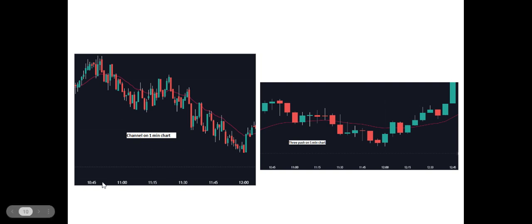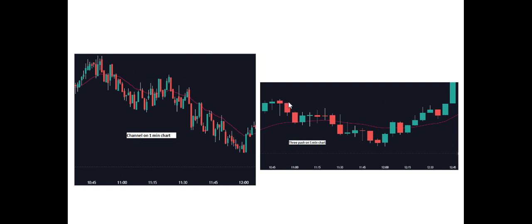This is the same chart. We started looking at 10:45 and closed at 12. And here also, you look at 10:45. This is a 1 minute chart. This is a 5 minute chart. In the 1 minute chart, it looks much bigger than a 3 push. We think it is a 4 push, 5 push. It keeps on going. Actually, it's a channel.